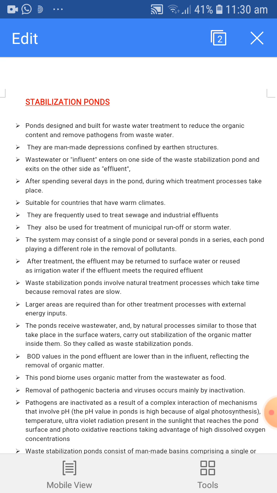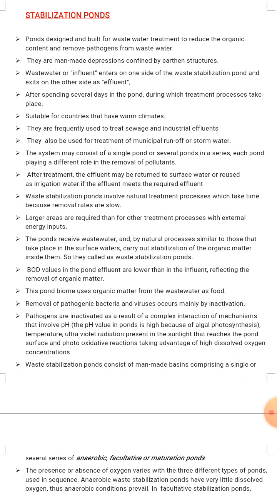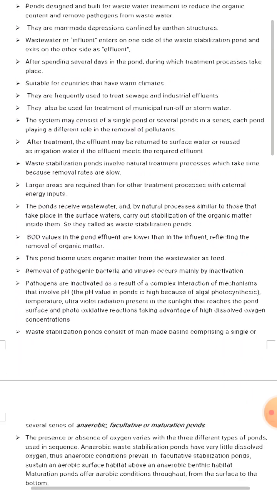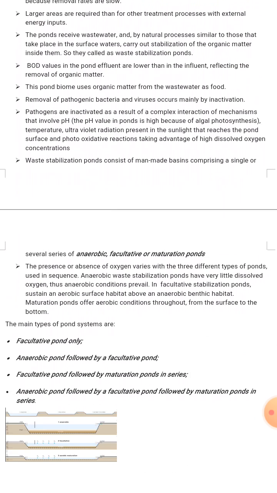The removal rates are slow. Larger areas are required. The ponds receive wastewater and stabilize it, so they are called waste stabilization ponds. BOD values in the pond effluent are lower than in the influent, reflecting the removal of organic matter. The pond biome uses organic matter from the wastewater as food.